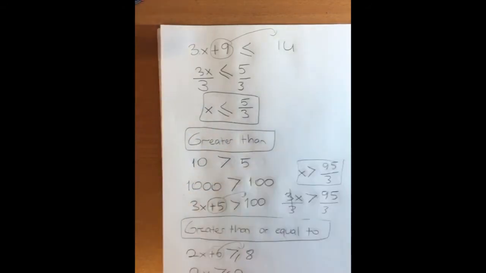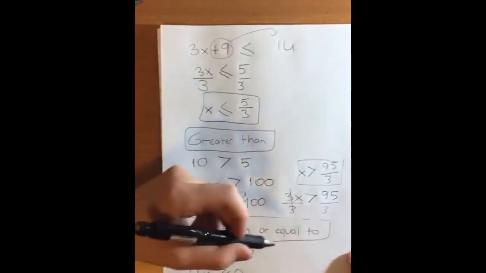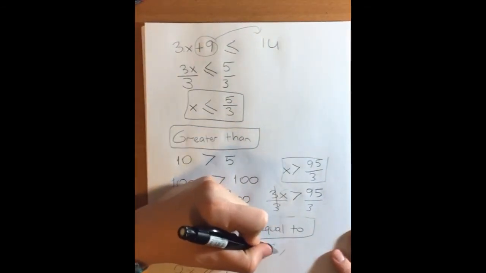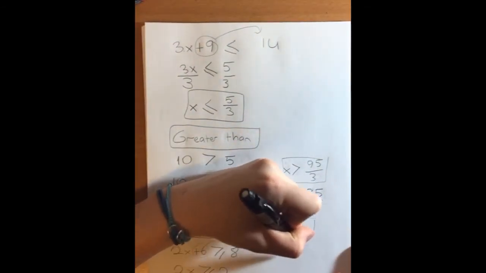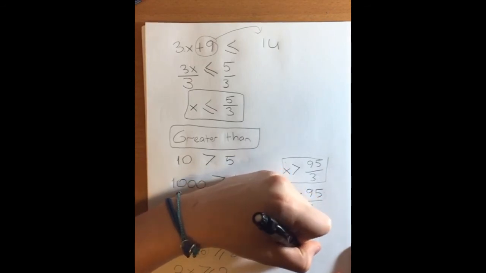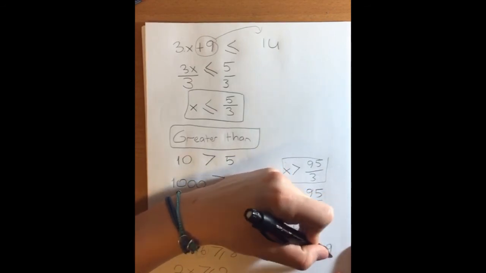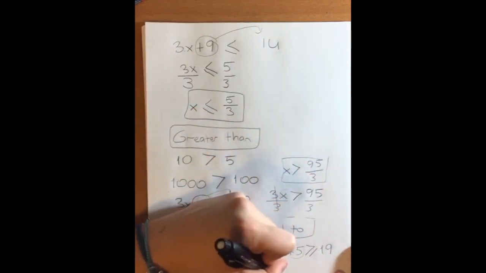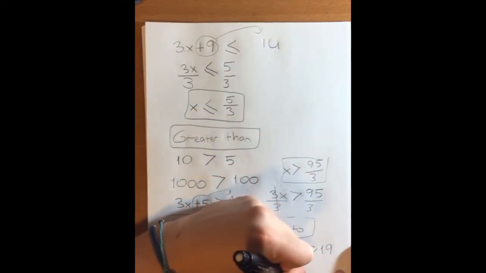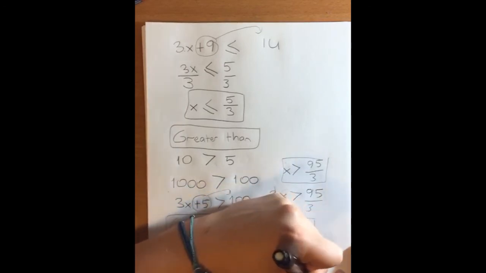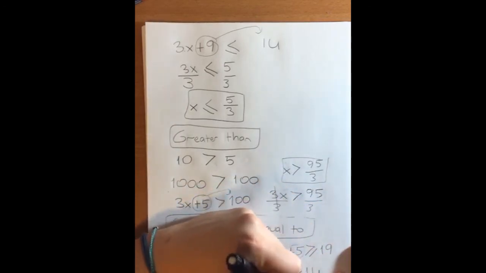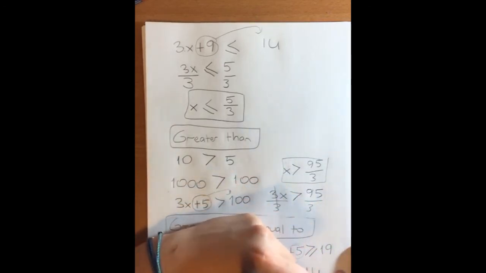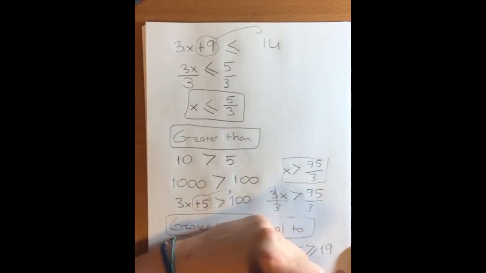So let's go on with another example. 3x plus 5 is greater than or equal to 19. Again, we send 5 to the other side of the inequality, and 3x is greater than or equal to 14, and x is greater than or equal to 14 divided by 3.